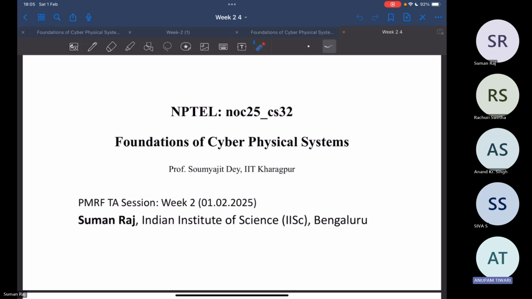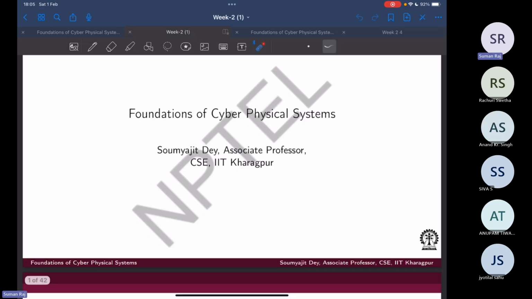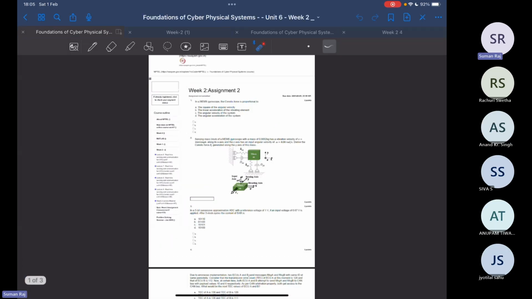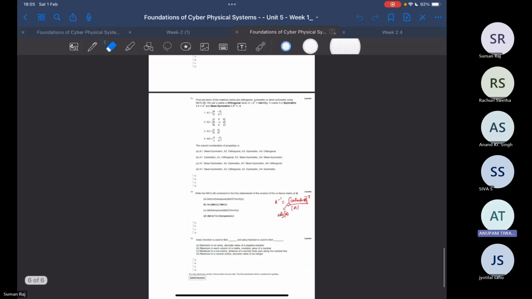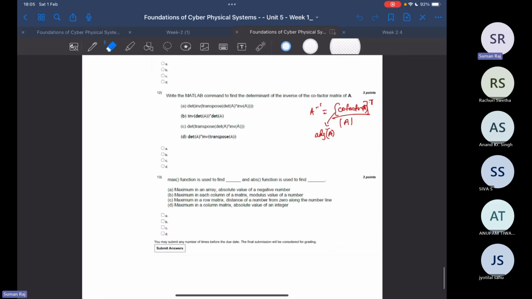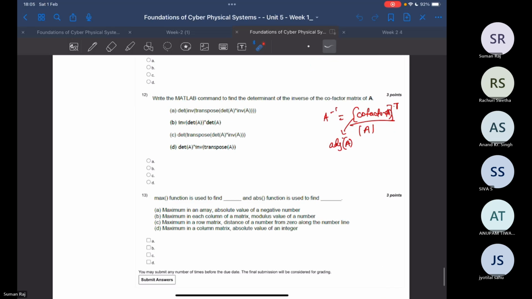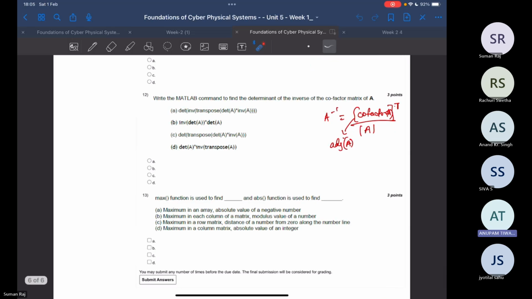Ma'am, visible. In the last assignment, question number 12 has two correct answers. Okay, that is possible, right? Because we discussed that in that only one option we can mark, no? No, that is multi-choice. You can use multiple options. The 12th one, there are two answers, which I believe. 12th question?